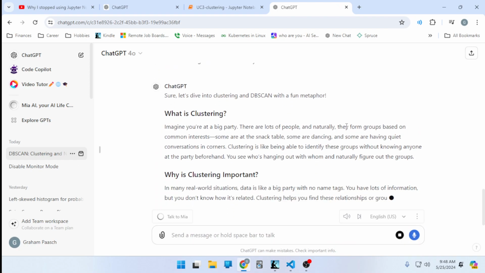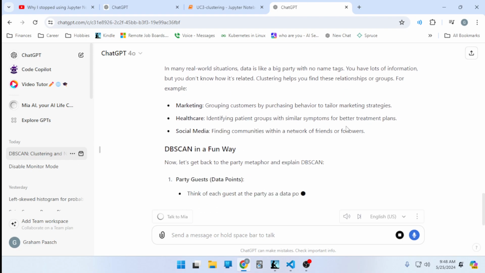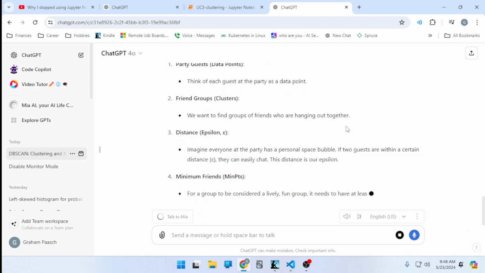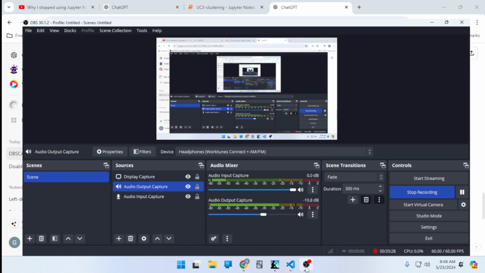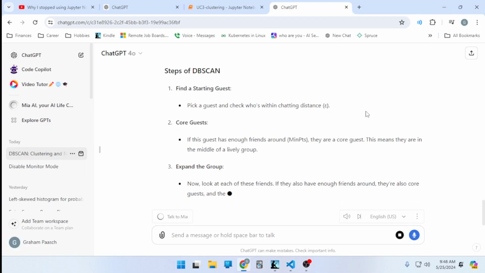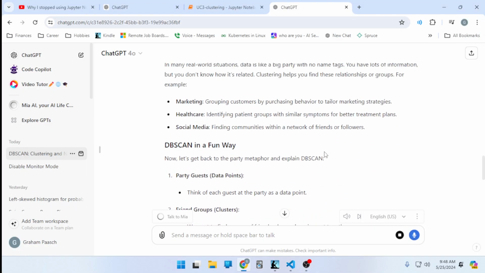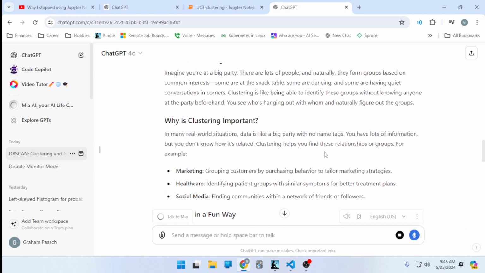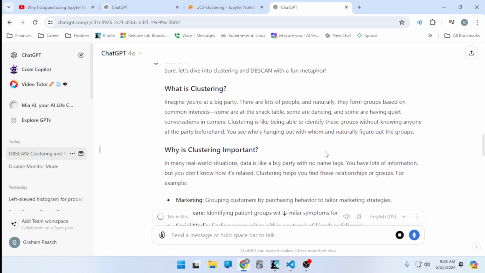Sure, let's dive into clustering and DBSCAN with a fun metaphor. What is clustering? Imagine you're at a big party. There are lots of people, and naturally, they form groups based on common interests. Some are at the snack table, some are dancing, and some are having quiet conversations in corners. Clustering is like being able to identify these groups without knowing anyone at the party beforehand. You see who's hanging out with whom and naturally figure out the groups.